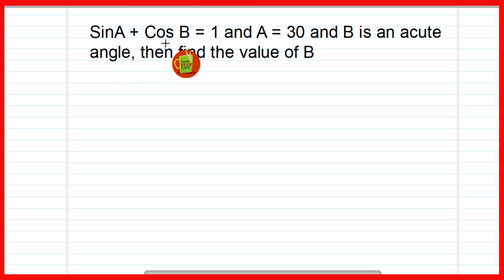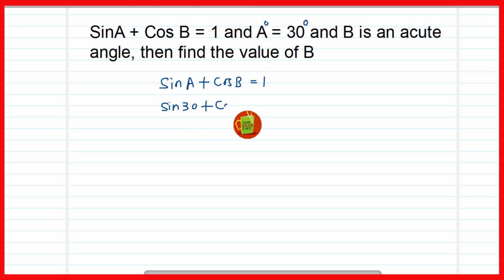Here it is sin A plus cos B is equal to 1, and angle A is equal to 30 degrees. Angle A is equal to what? 30 degrees. And B is an acute angle, then find the value of B. So here sin A plus cos B is equal to 1. A is 30, so put the value of A as 30, so it will be sin 30 plus cos of B, which is equal to 1.